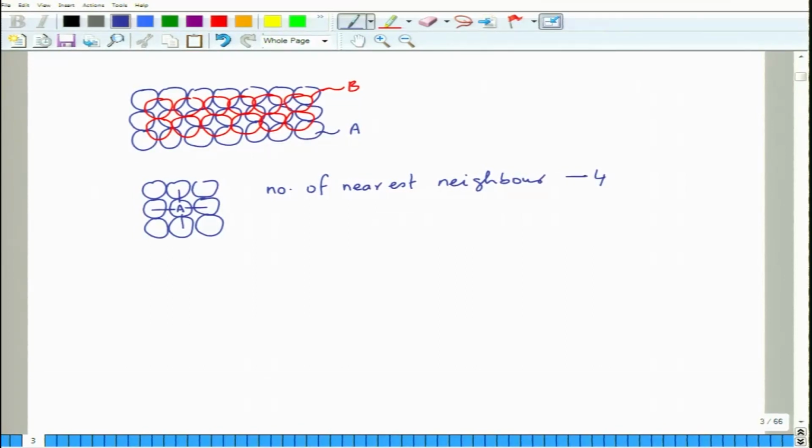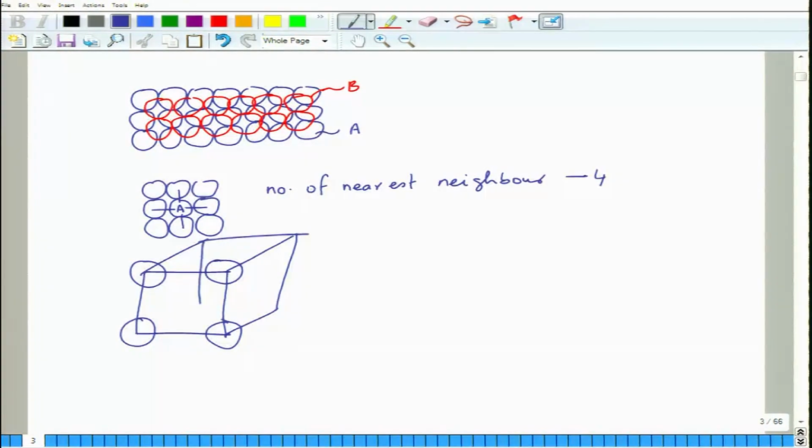You can also find out the atomic density in this layer by just calculating the number of atoms per unit area. And if you have this kind of stacking, it gives rise to a structure which is something like that. Try to remake it.